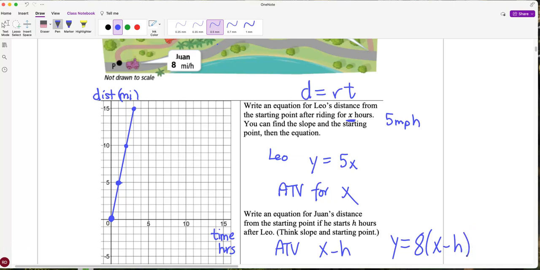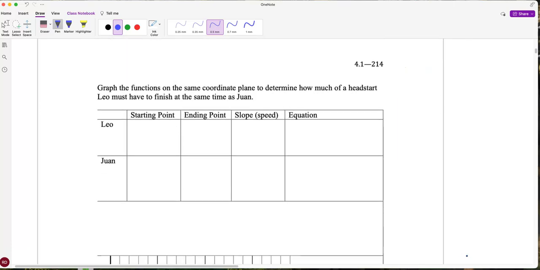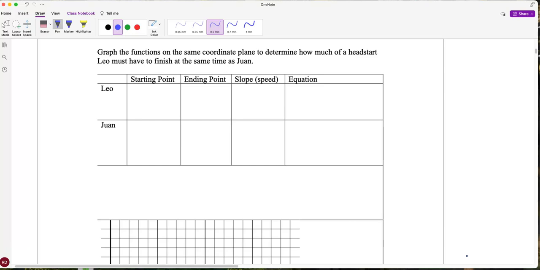Now, I really can't graph that right now because I could graph 8x, but 8x minus 8h is going to change the y-intercept, and I don't know what h is. But I know the slopes of both of these lines. So let's look a little bit further. Let's figure out, if we graph them together, how much of a head start Leo must have to finish at the same time as Juan.